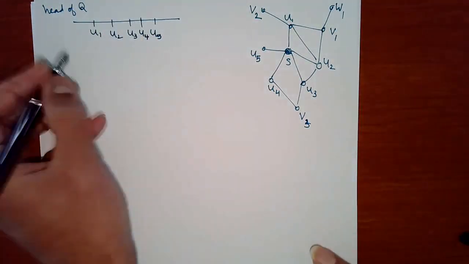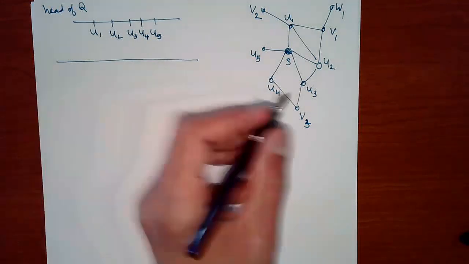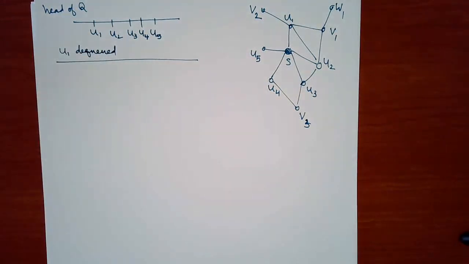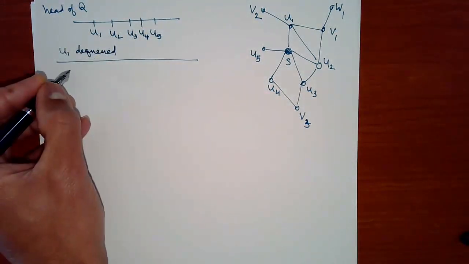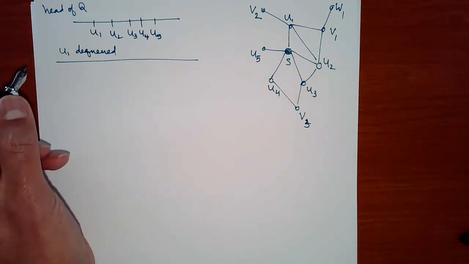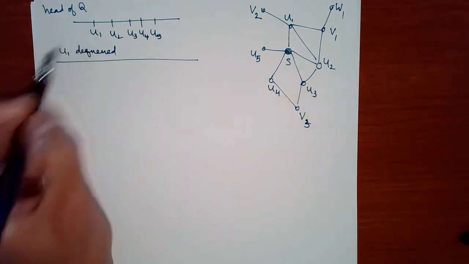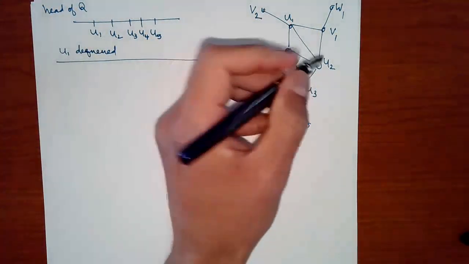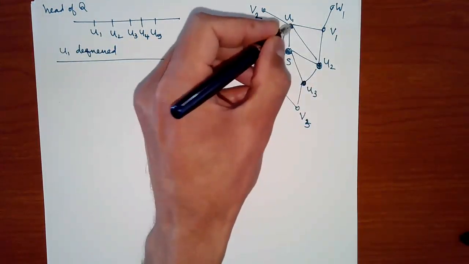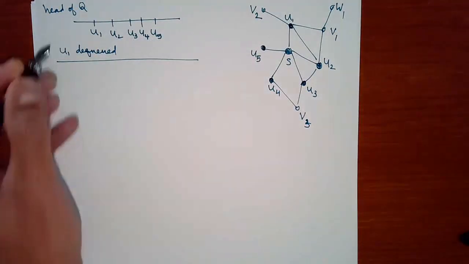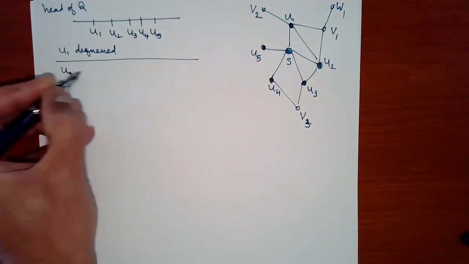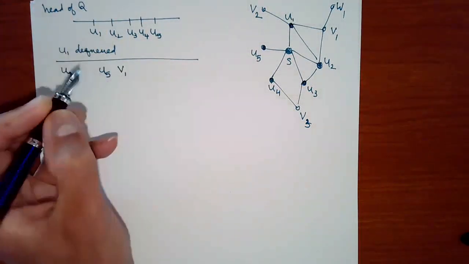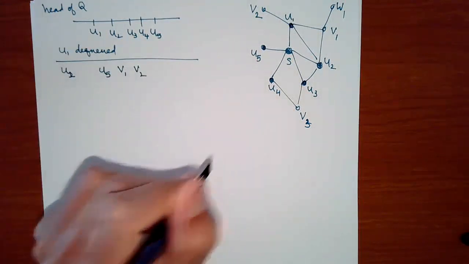Okay. What happens next? U1 is going to get dequeued. Now in the queue are U2 through U5. V1 and V2 are going to enter the queue, right? Because all of these are already visited now. Okay, all right. So U1 goes away. U2 to U5 are in the queue, and then V1 and V2.